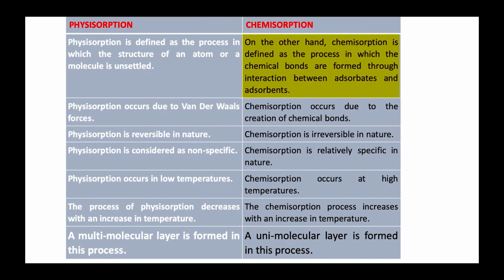Next is chemisorption. On the other hand, chemisorption is defined as the process in which chemical bonds are formed through the interaction between adsorbate and adsorbent. Chemisorption occurs due to formation of chemical bond. It is irreversible and specific in nature. Chemisorption occurs at high temperatures. The chemisorption process increases with increase in temperature. It forms a unimolecular layer.